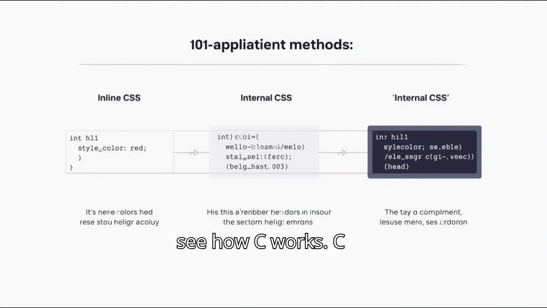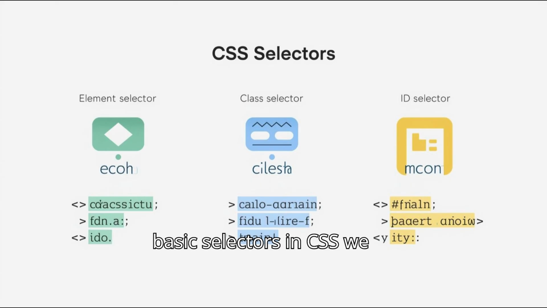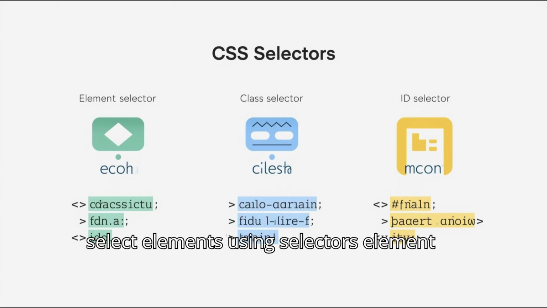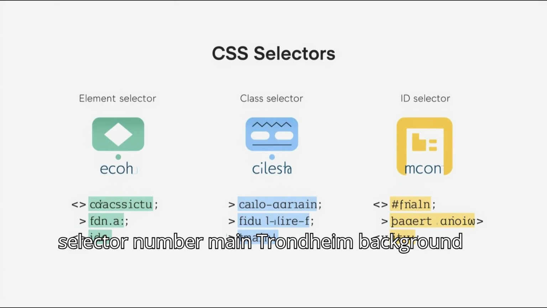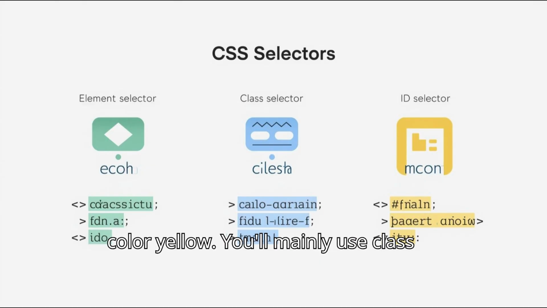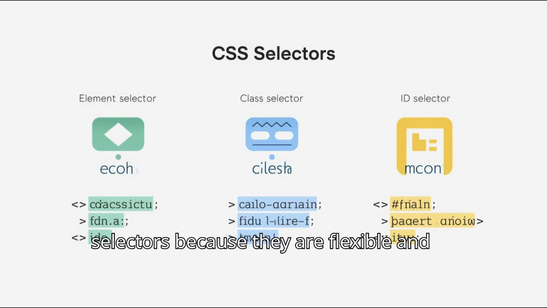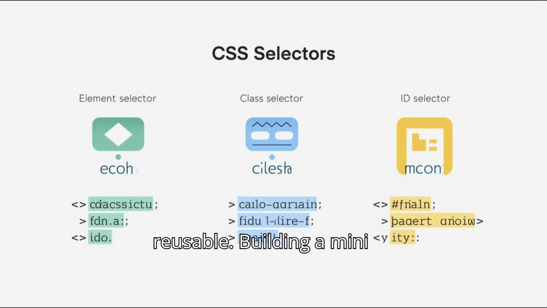CSS Basics: Selectors. In CSS, we select elements using selectors. Element selector: h1, color green. Class selector: .title, font size 24 pixels. ID selector: #main, background color yellow. You'll mainly use class selectors because they are flexible and reusable.